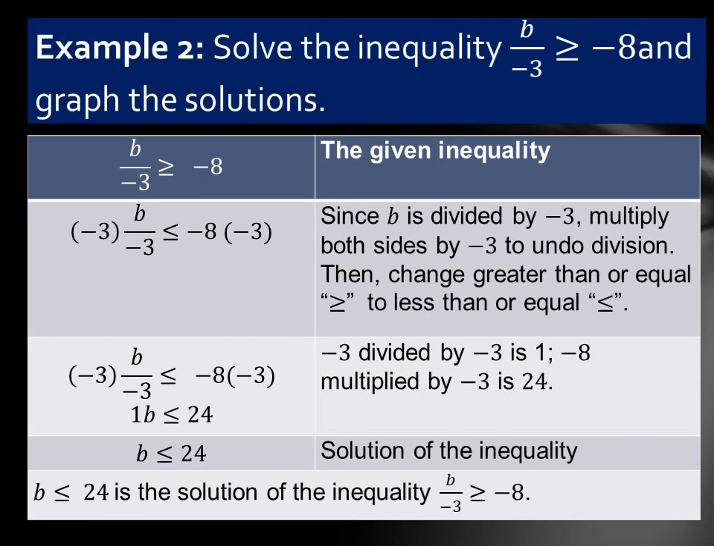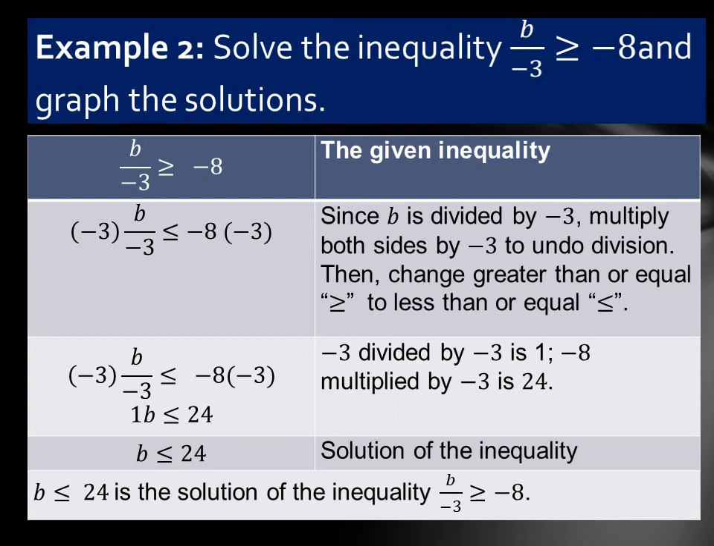less than or equal to. So this time we have negative 3 times B divided by negative 3 is less than or equal to negative 8 times negative 3. After that, we are going to simplify. Negative 3 times B divided by negative 3 is 1B, less than or equal to. Then we multiply negative 8 times negative 3, so it becomes positive.